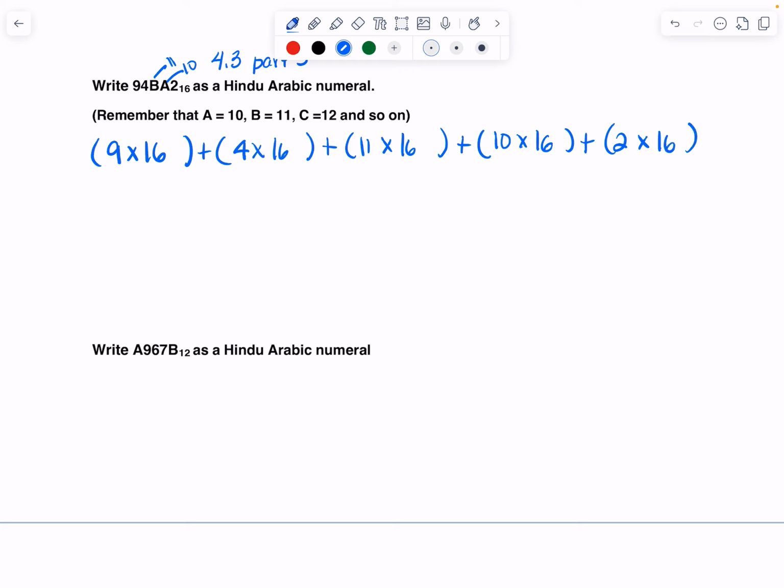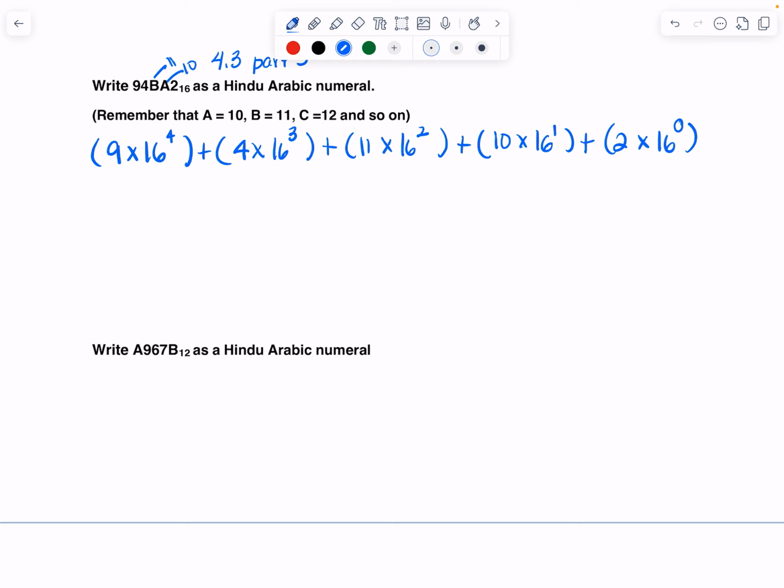Now I'm going to put in the exponent values. Since 2 is in the smallest place value, that place value is 16 to the 0. The 10 is in the 16 to the first place value. The 11 is in 16 to the second. The 4 is in 16 to the third place value. And the 9 is in 16 to the fourth place value.